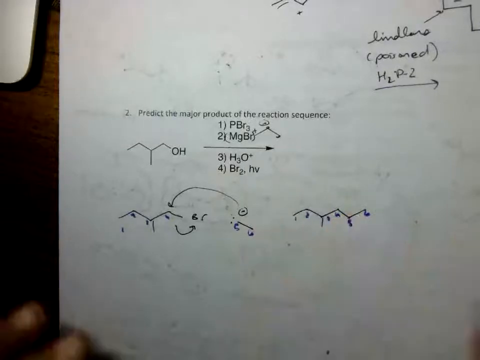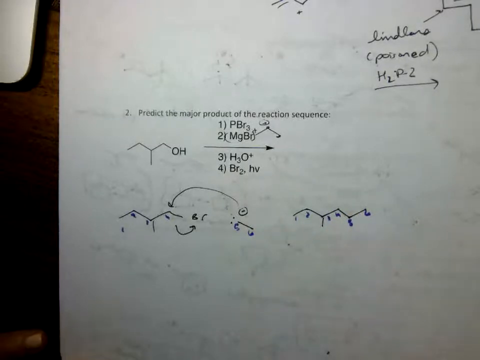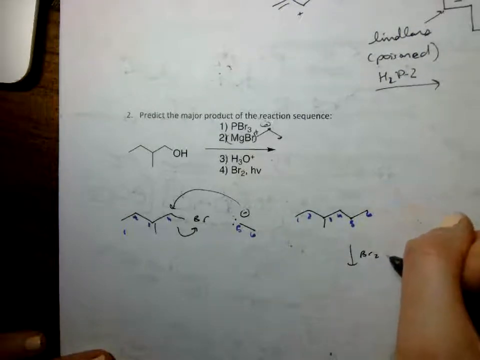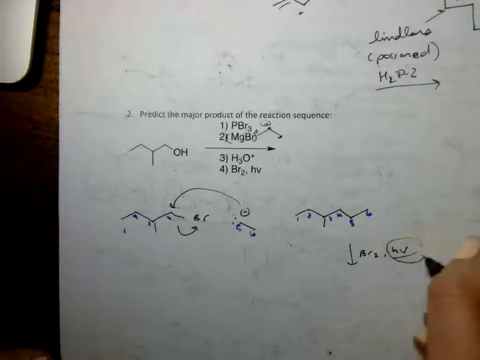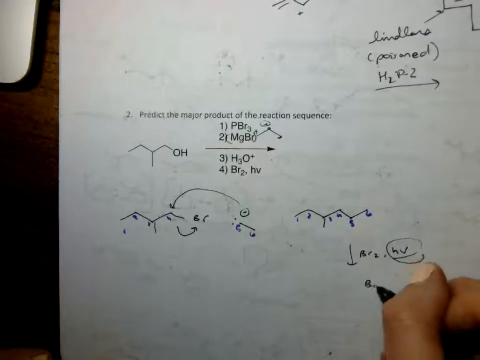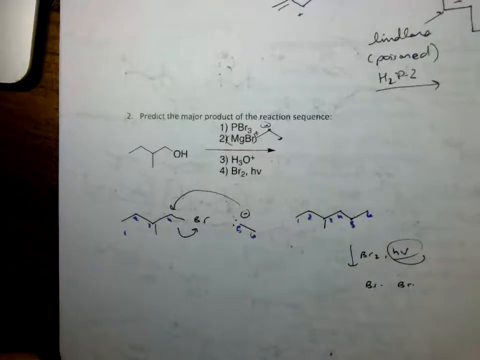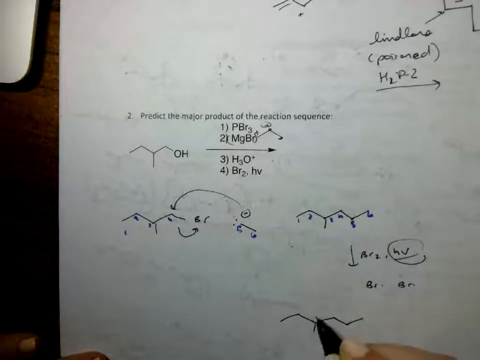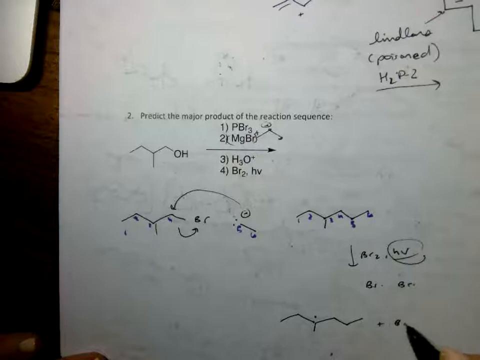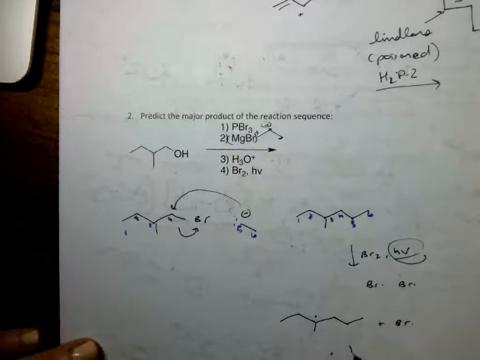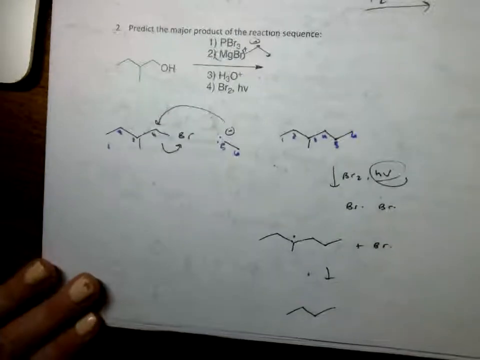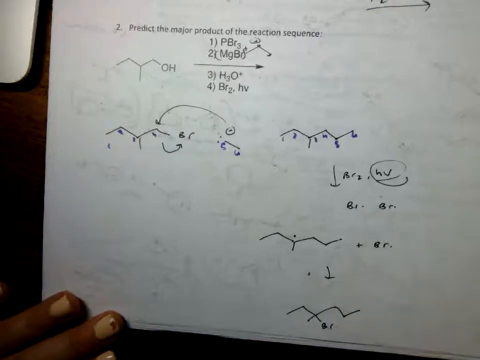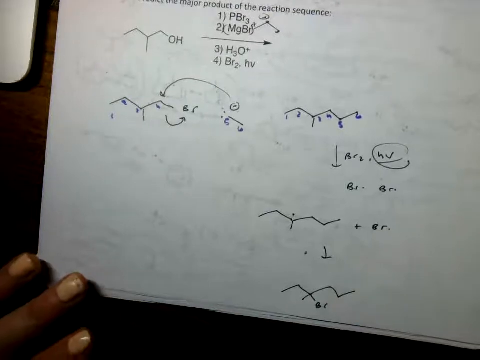This H3O plus just neutralizes whatever's left over in solution from your Grignard reagent. And then if you add Br2 and light as an initiator, hopefully you recognize that makes a radical reaction. And a radical reaction forms the most stable radical. And then you combine that with a Br radical, and you get a bromine on your alkane.